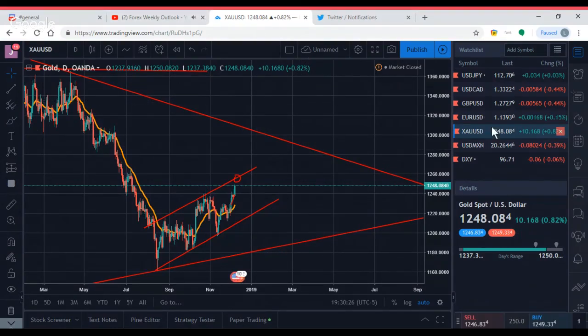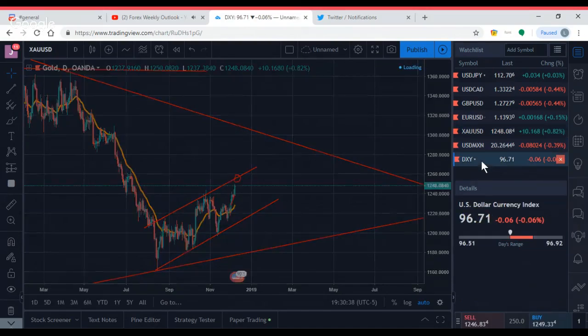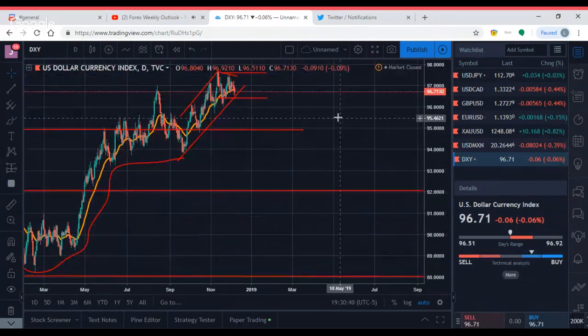My watch list is always the same. It's these six pairs. And this one I keep is just the overall US dollar, the DXY, basically like the SPY of the stock market.